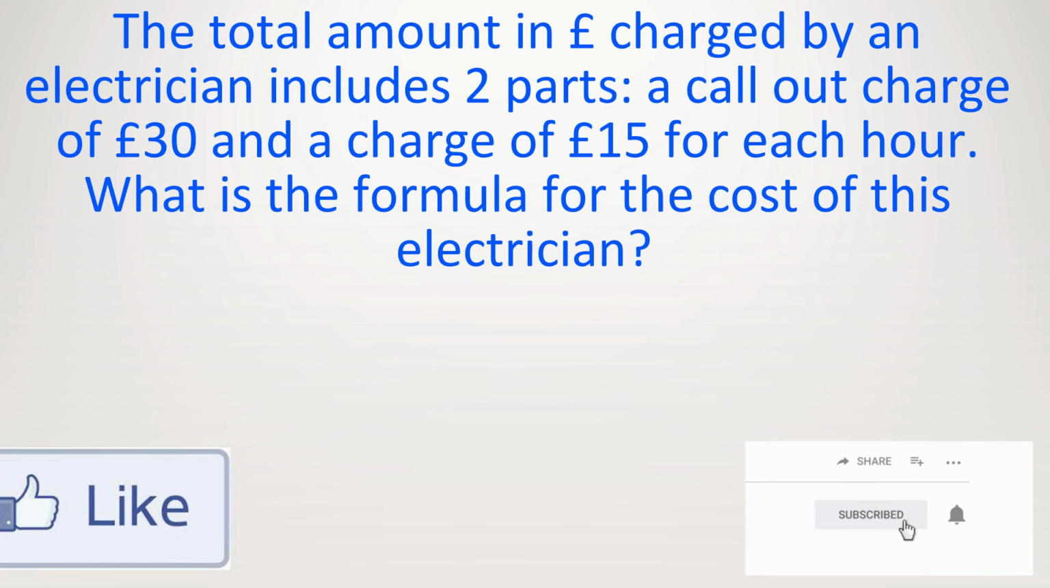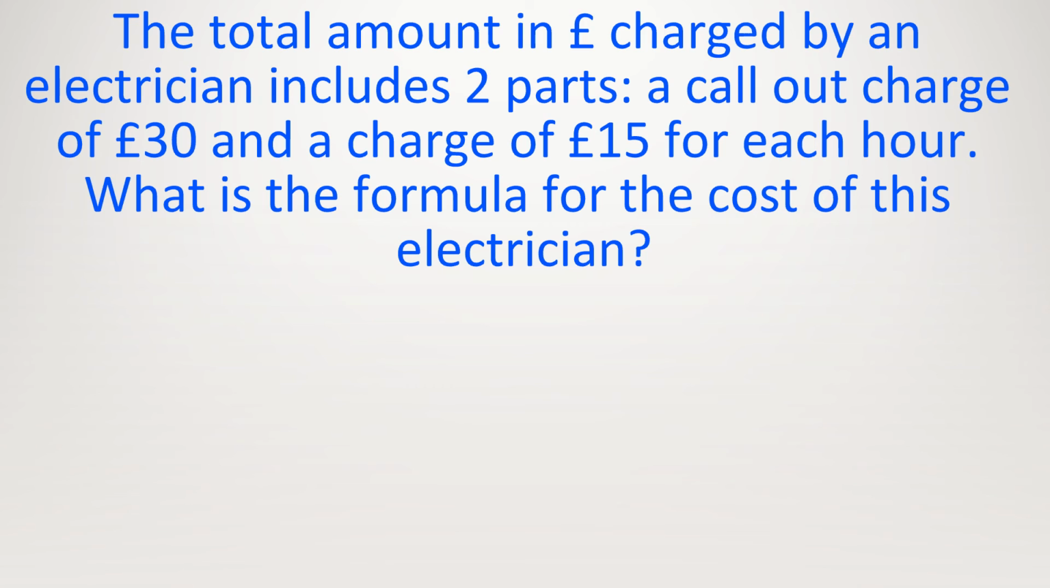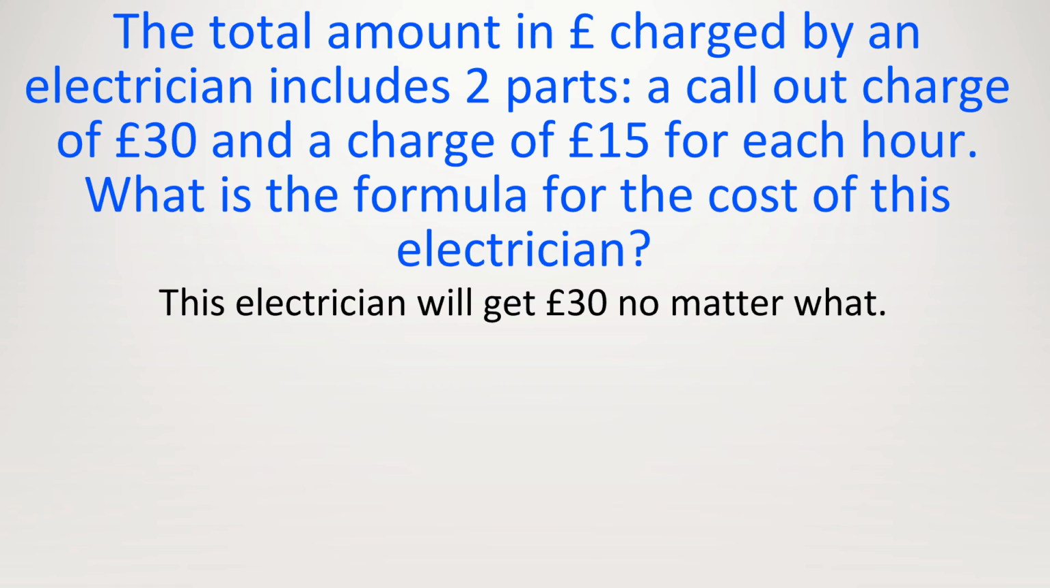The total amount in pounds charged by an electrician includes 2 parts, a call-out charge of £30 and a charge of £15 for each hour. What is the formula for the cost for this electrician? A call-out charge of £30 means this electrician will get £30 no matter what. Even if the person is just there for 1 minute, they'll get £30 because it's the time taken for that person to come all the way out. So we start with £30 plus a charge of £15 for each hour. This is the cost that changes depending on the number of hours you worked.